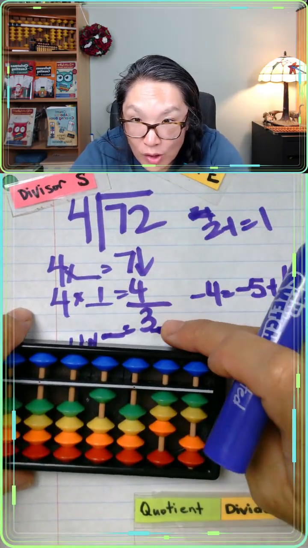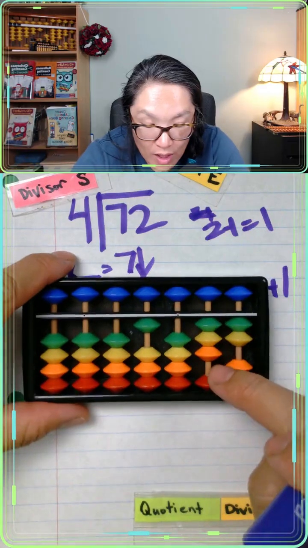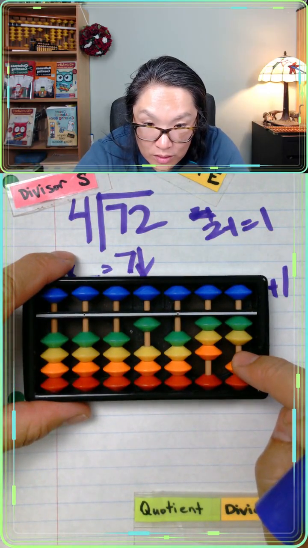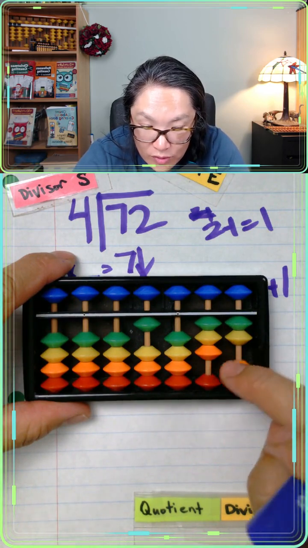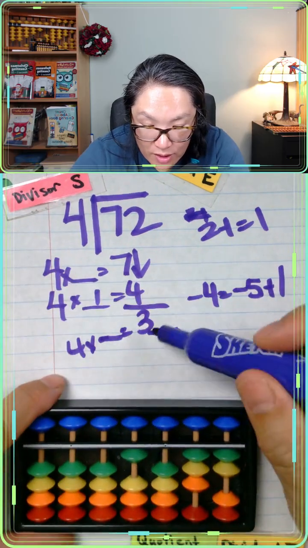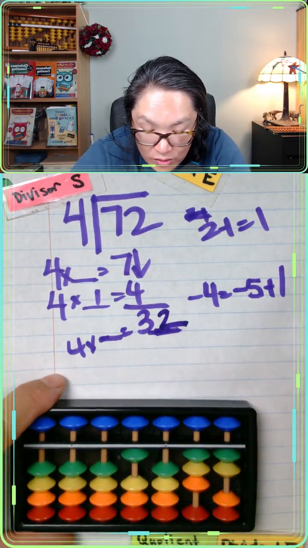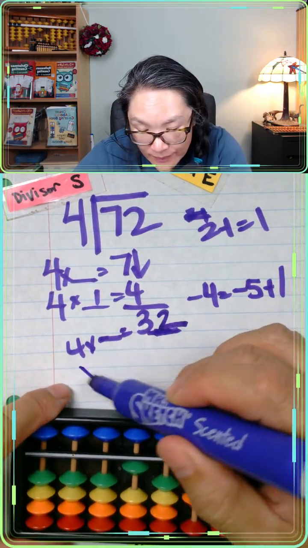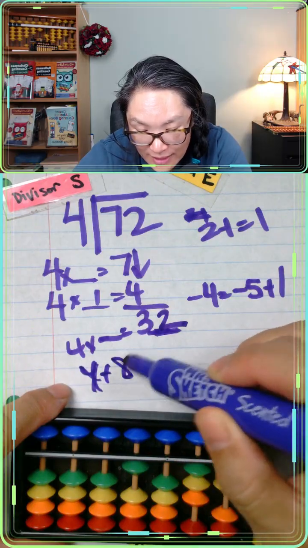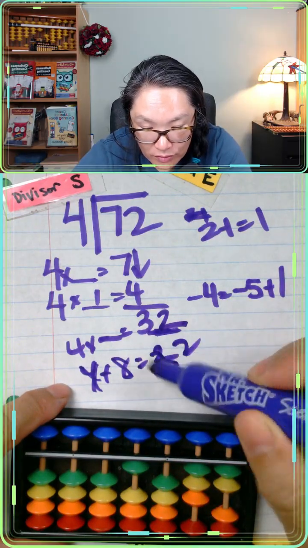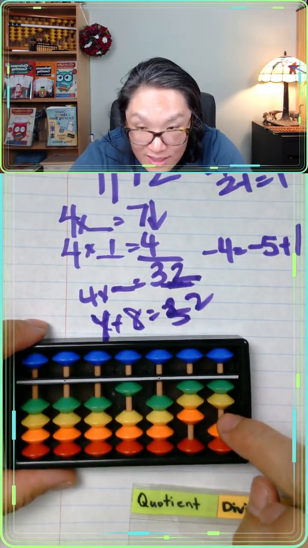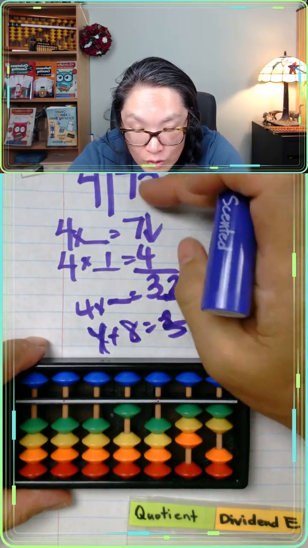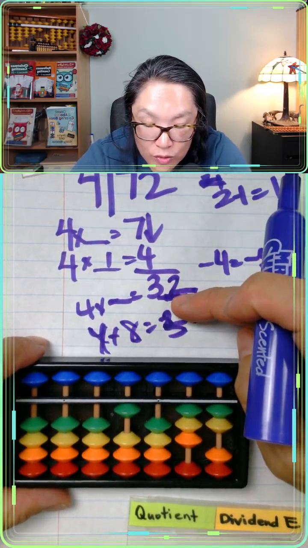If we talk about long division, yes, you got to bring down the 2. But if you see it on the abacus, I see the 3 and I see the 2. You know what I mean? So I just need to remember what my question is. 4 times what is equal to 32? It's just 8. 4 times 8 is equal to 32. So that's what I'm saying. You use this to help you. Don't look at this. I use this to show you how we do long division.